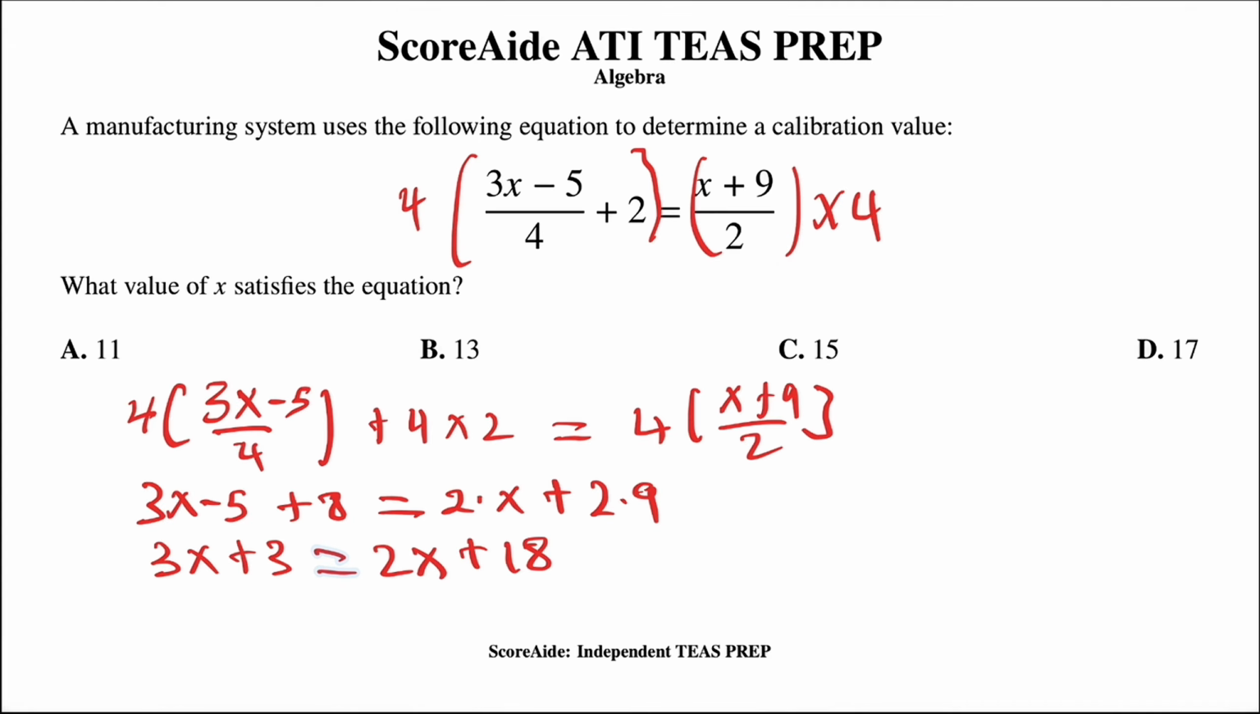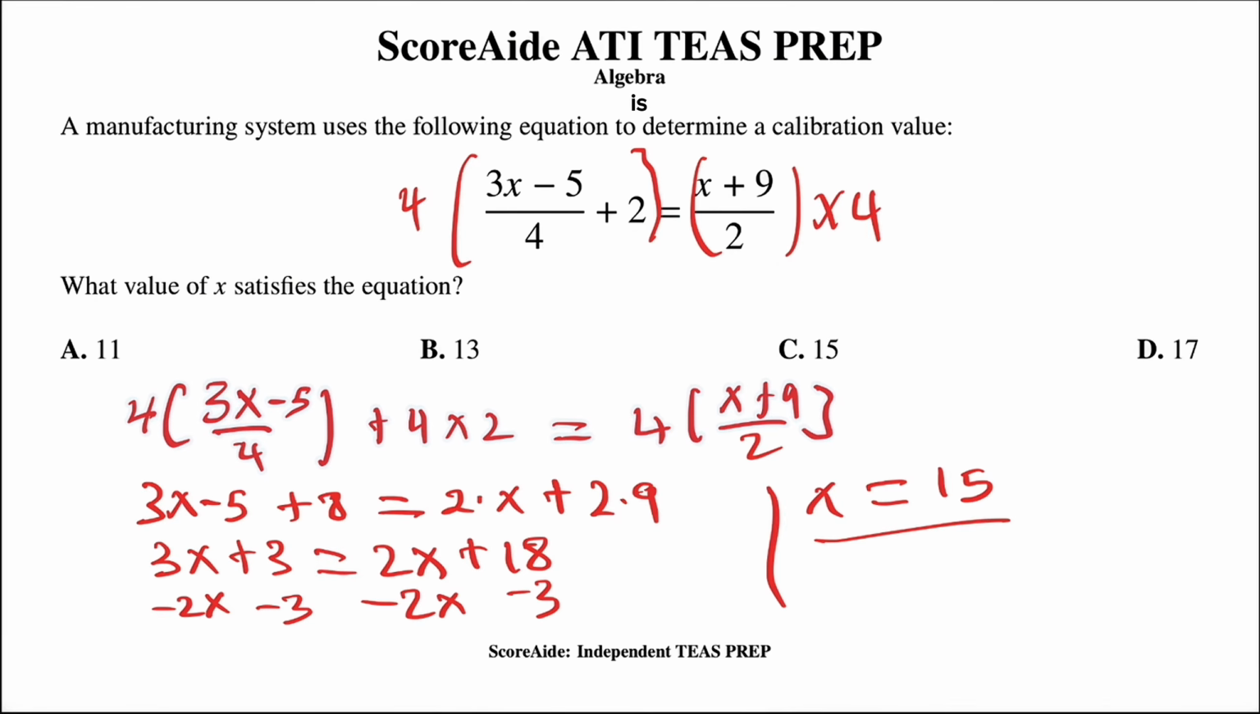Now we are going to eliminate 2x from the right hand side by subtracting 2x from both sides, and eliminate 3 from the left hand side by subtracting 3 from both sides. And now 3x minus 2x is going to give us x. 3 minus 3 is 0, and on the right, 2x minus 2x is 0, and 18 minus 3 is going to give us 15. So the answer is 15, which is going to be C.